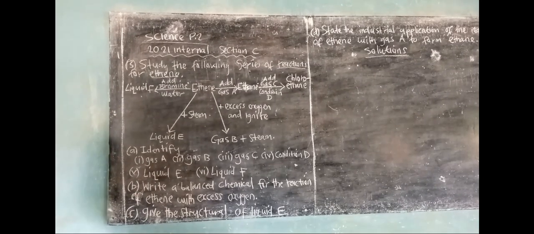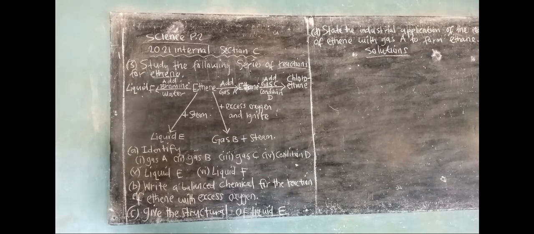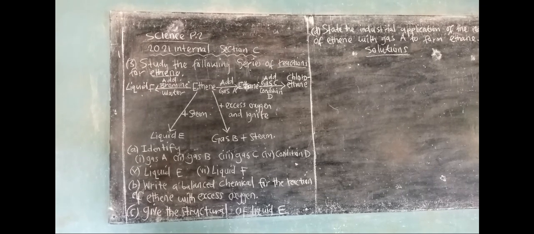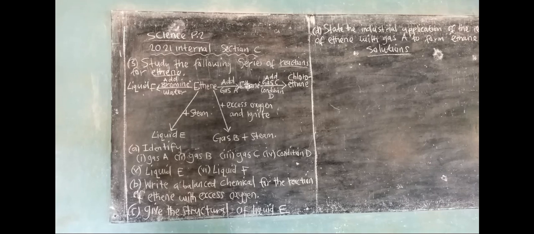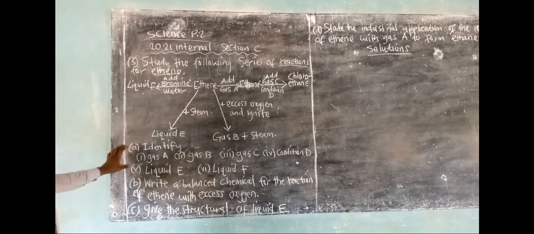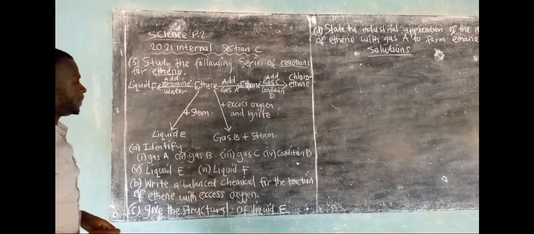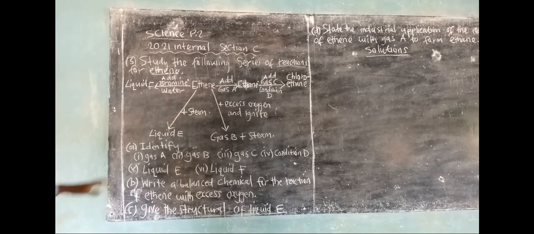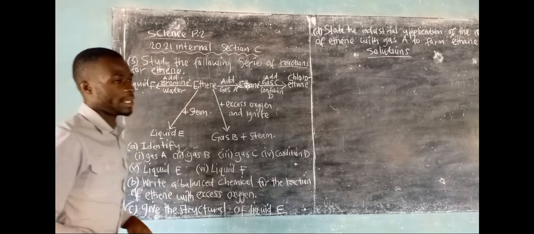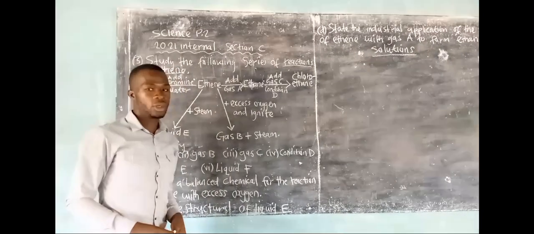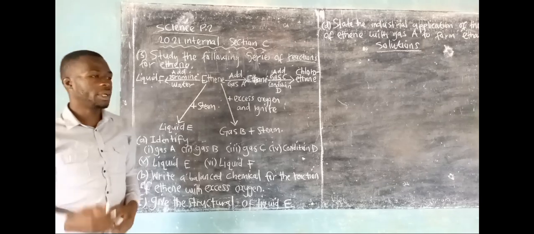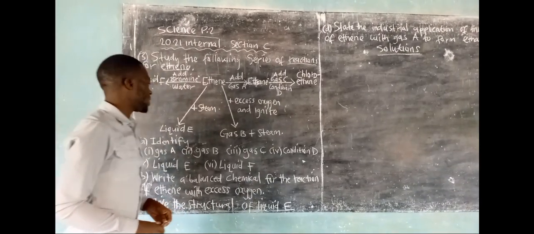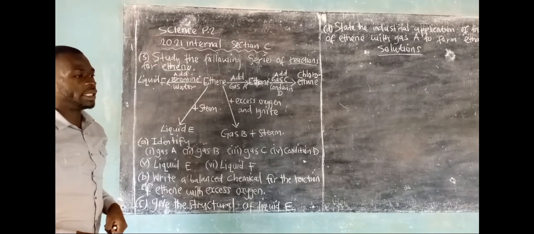The first question: identify gas A, we also identify gas B, gas C, condition D, liquid E, and liquid F. Okay, so in order to identify these letters here, let's start from ethene. We know ethene is an alkene. So ethene, which is an alkene, only undergoes two types of reactions. That is addition reaction and the combustion.